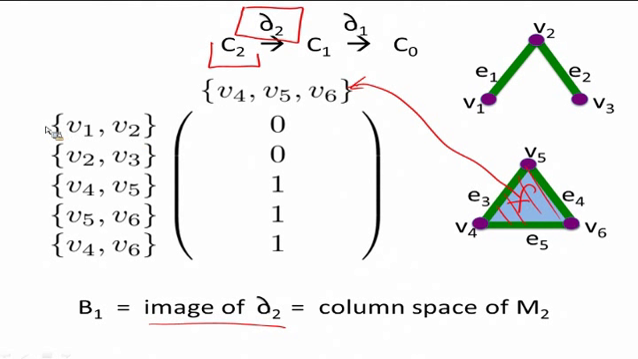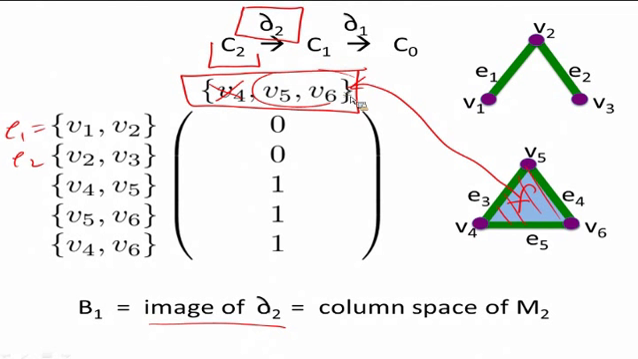I can write my edges E1, E2, etc., but it's nice to see them in terms of this format, because now if I want to calculate the boundary of this, well, notice the boundary is, if I remove V4, then my boundary is going to be V5 plus V6.